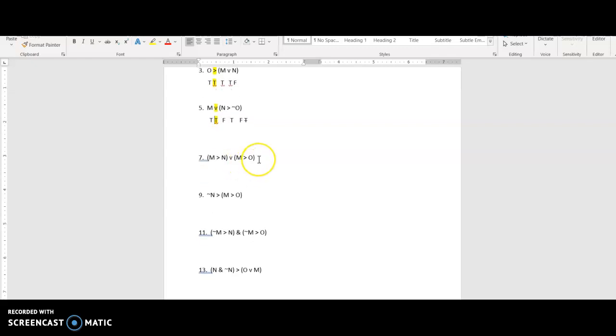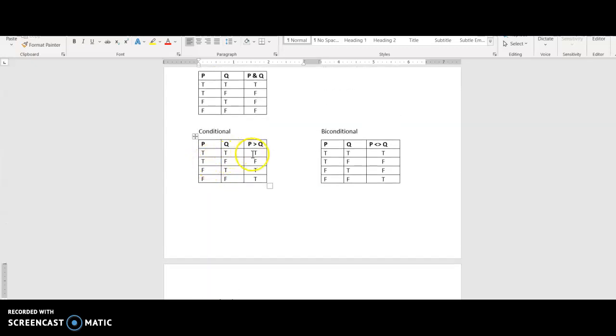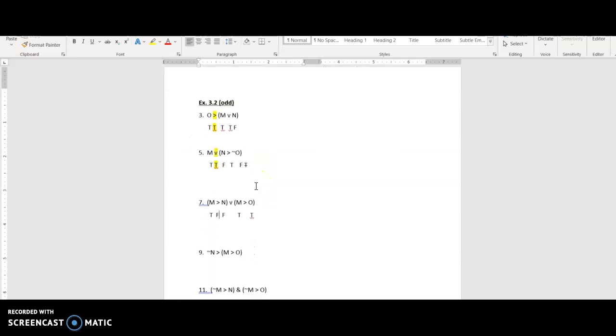All right, number 7. We've got true, false, true, true. So we know this one is false because the conditional comes out false if we have true antecedent, false consequent, right? That's the only line where the conditional comes out false.